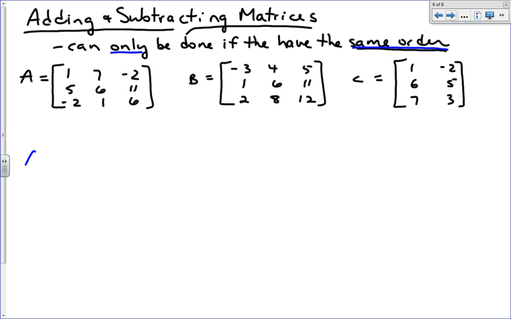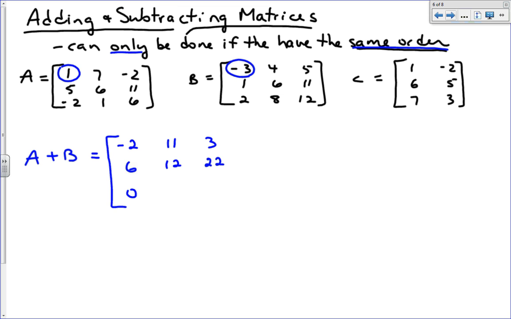So we can find the value of A plus B. And what we do is we just add the elements that are in the same locations. So element row 1, column 1 is 1, and negative 3, we can just add those together. So we'll have negative 2, 11, 3, 6, 12, 22, 0, 9, and 18 as our solution for A plus B.